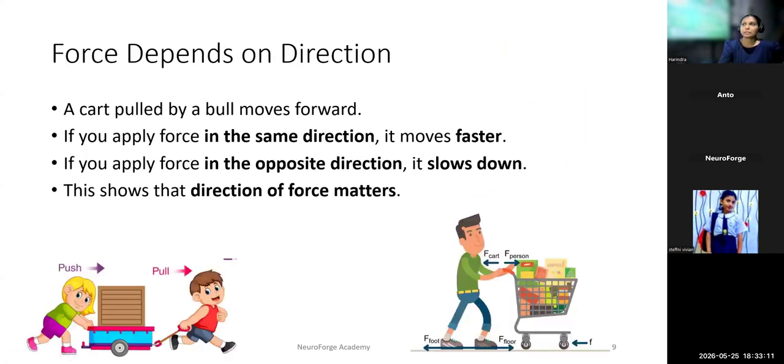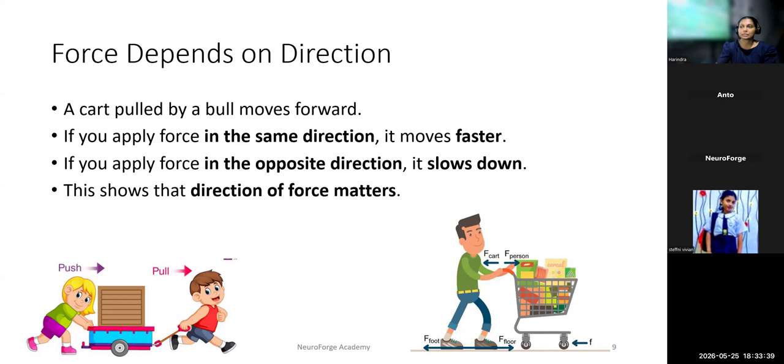And force depends on direction. What is that? Direction of force. Force has a direction because remember, force or Newton, it's a kind of vector quantity. I think I have explained it in unit 2 also. What is a scalar and vector quantity? So if force is applied in the same direction, the object speeds up.